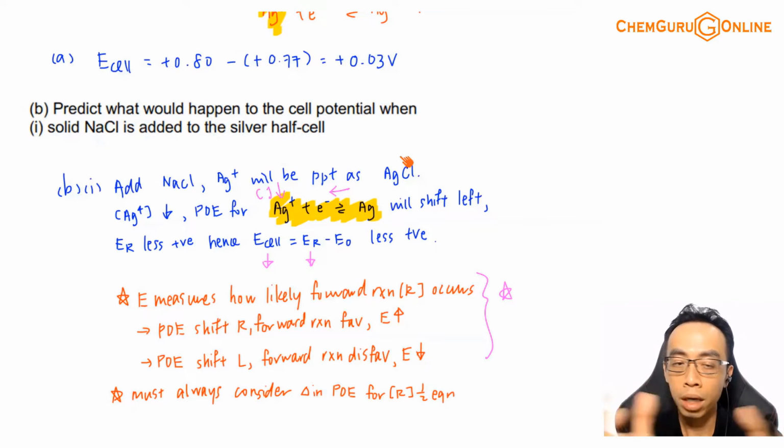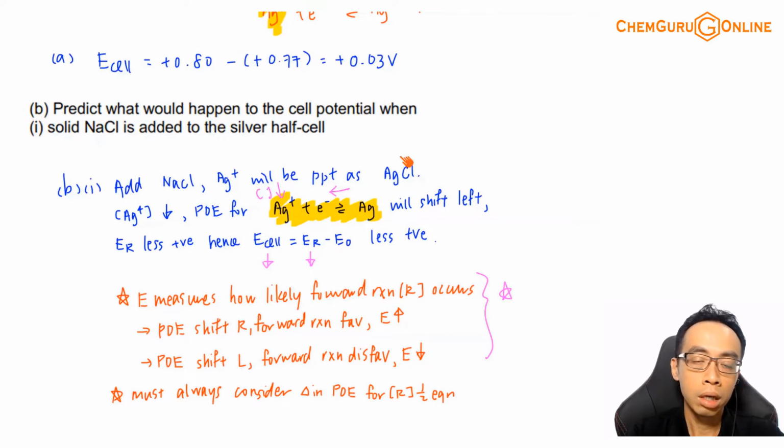So fairly simple. If there's a shift in position of equilibrium, POE shifts right, E value goes up. POE shifts left, E value will come down. So we are able to determine the E value for your silver half cell decreases.